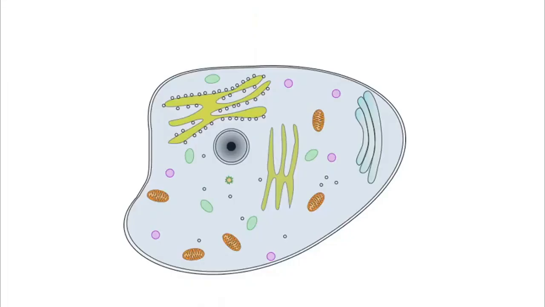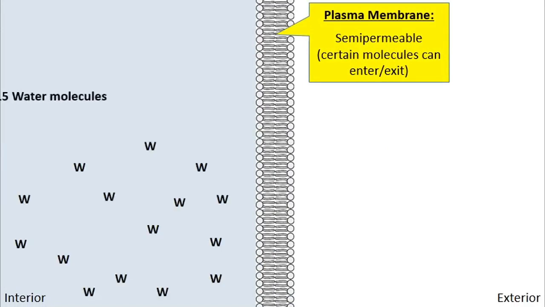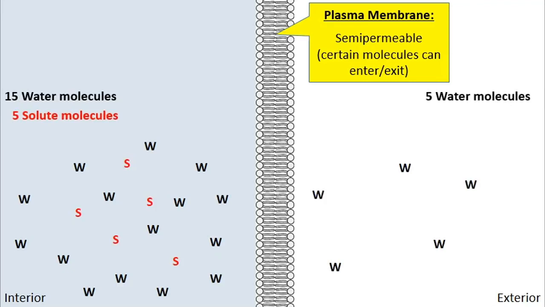Okay, well, here is our cell again, and like we saw before, let's go ahead and zoom into this area of the cell membrane. When we do zoom into this area, we can again label the cell membrane, the plasma membrane, as being semi-permeable. And let me add 15 water molecules inside the cell, and 5 solute molecules inside the cell. On the outside, let me add 5 water molecules, and 5 solute molecules.